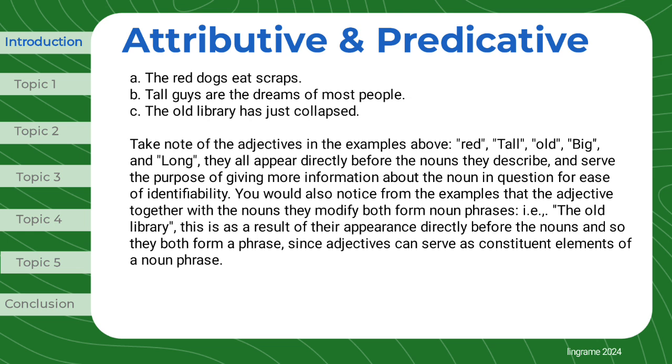You would also notice from the examples that the adjective together with the nouns they modify both form noun phrases, that is, the old library. This is as a result of their appearance directly before the nouns, and so they both form a phrase, since adjectives can serve as constituent elements of a noun phrase.